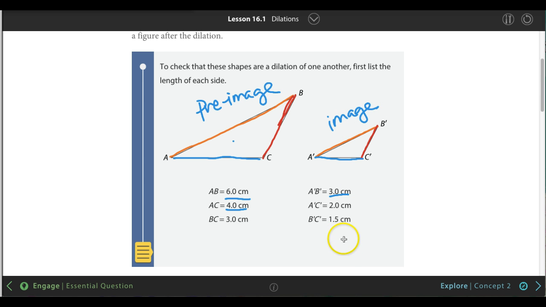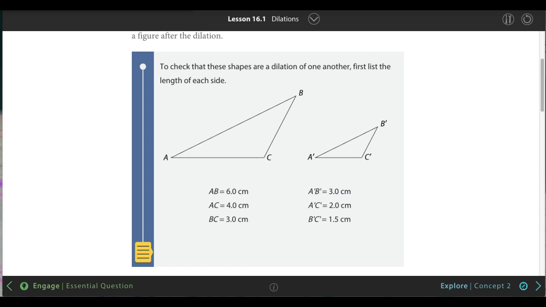You learned this in Math 1. If you compare the lengths, AB is 6 centimeters and A prime B prime is 3 centimeters. What is the relationship? It went from 6 to 3, so the ratio is 2 to 1. You divide by 2 to go from one to the other, or multiply by 2 to go back.